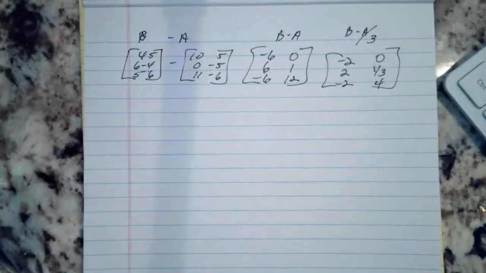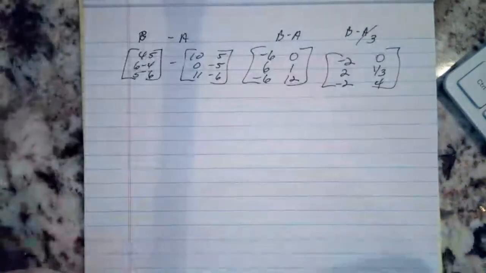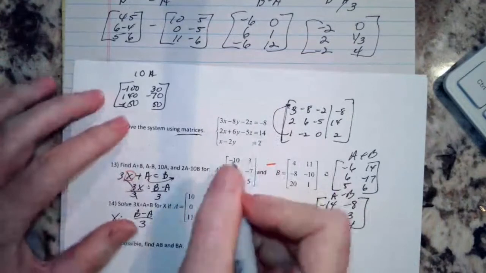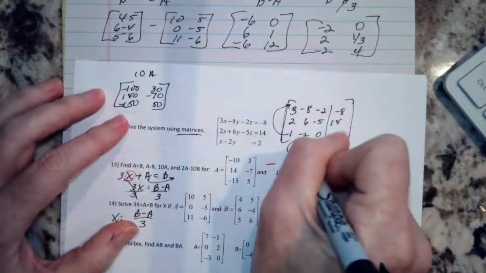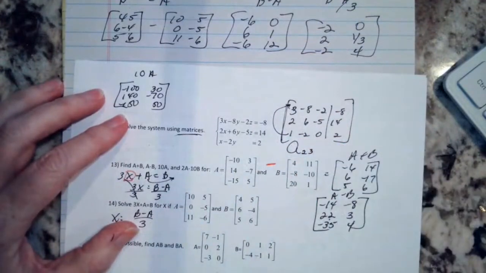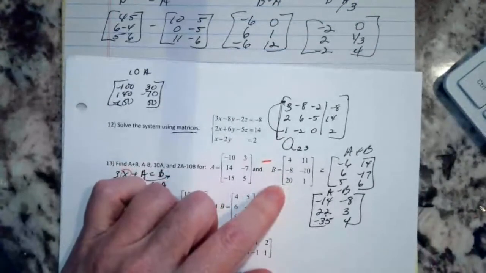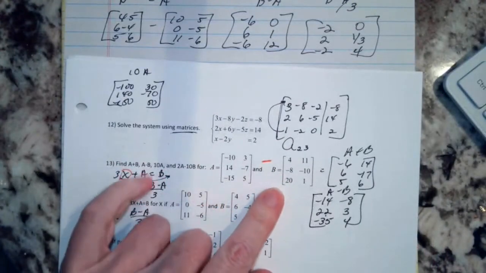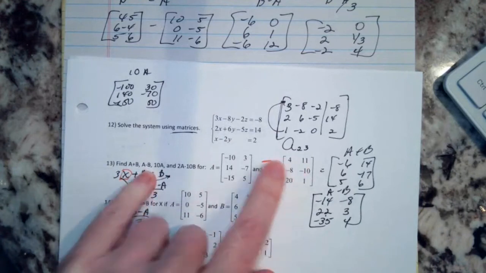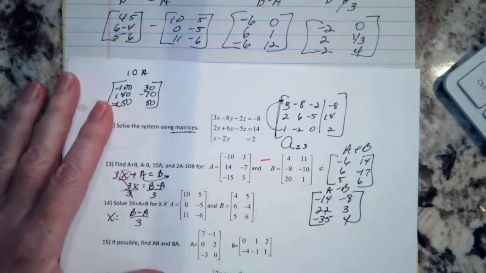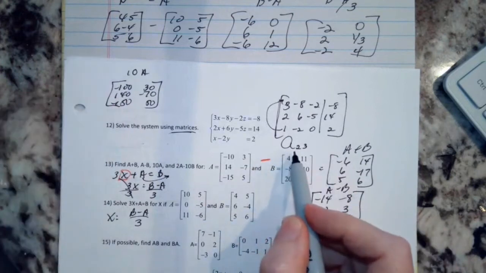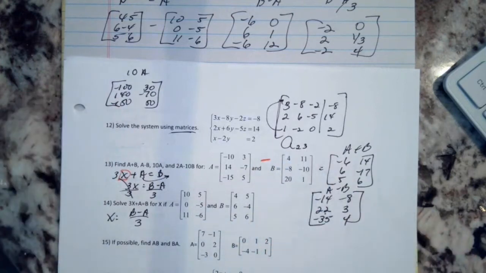Let's see. On my notes, I have asked you to find, on this one, A sub 2,3 for this matrix. It's not part of number 13 at all. I just added it in there because you will have a problem like that on your test. So for this matrix, find the element that's in the position of 2, 3.